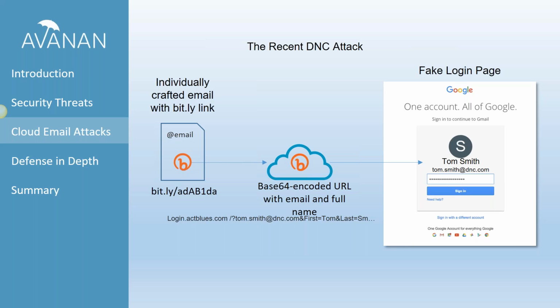You're probably aware of the recent DNC attack, the Democratic National Committee, or the Clinton campaign attack, which was a very, very similar attack. Somebody sent an email to members of the Clinton campaign staff asking them to verify their Gmail passwords. The link was a bit.ly link with their email address embedded in it, so that when they went to the fake Google page, it auto-populated with that staffer's name and their actual DNC email address.